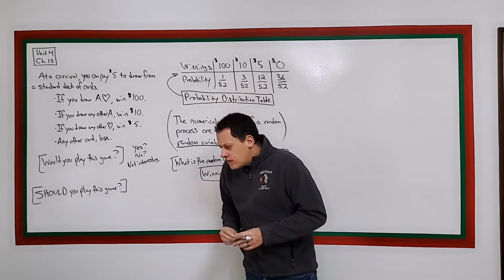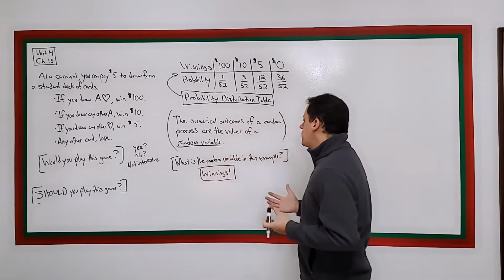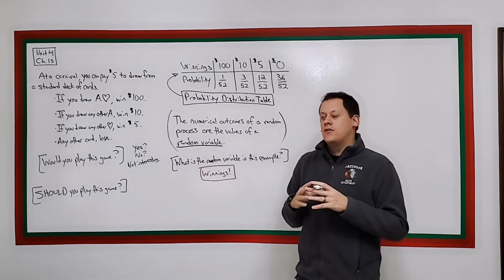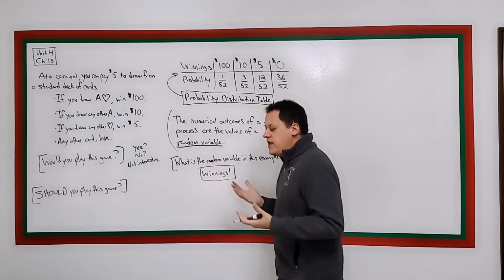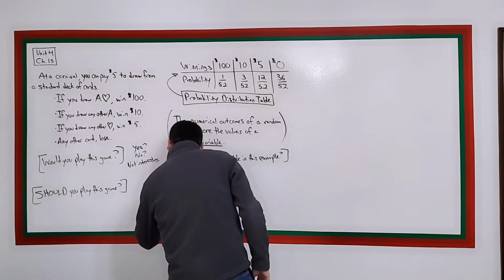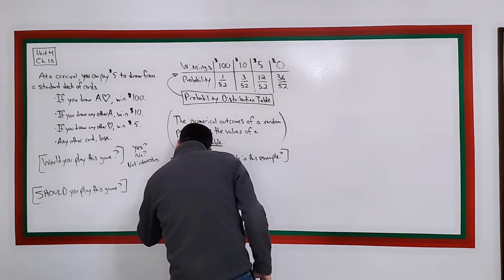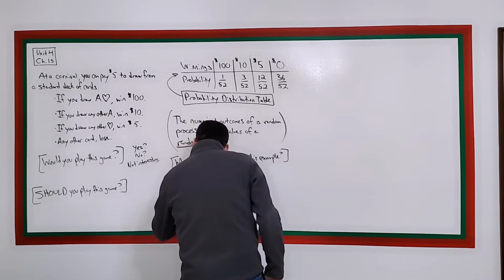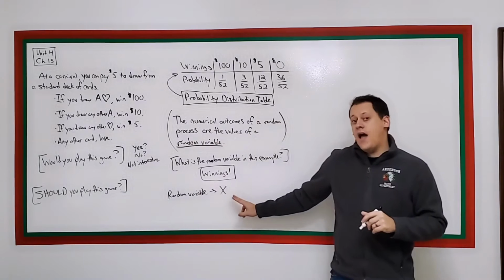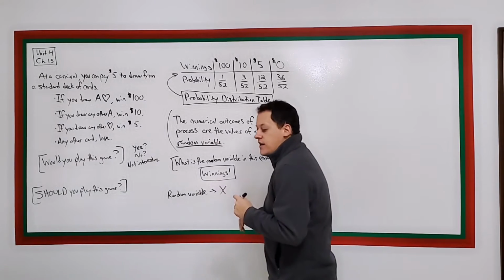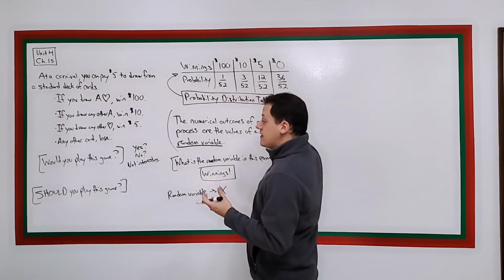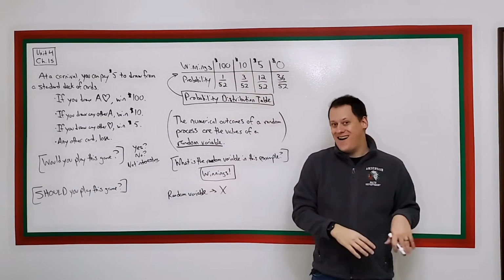So, in terms of random variables, they have their own notation. We normally denote a random variable as a capital X. And we denote its individual values, which would be each of these things, as x sub i.